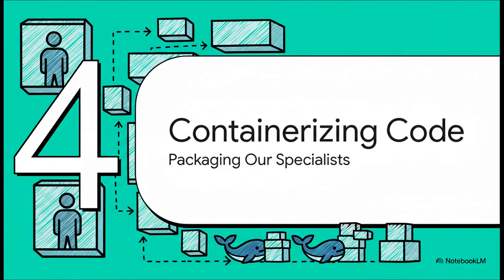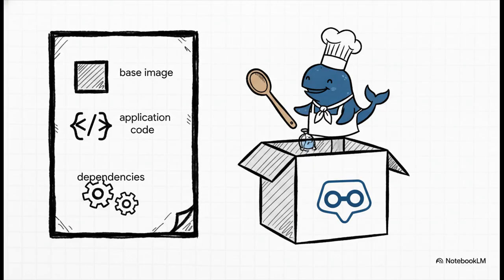So we have our code for both of our specialists. Now we need to put each one into its own perfect, isolated little box. It is time to containerize them using Docker. So how do we do that? We use a special file called a Dockerfile.